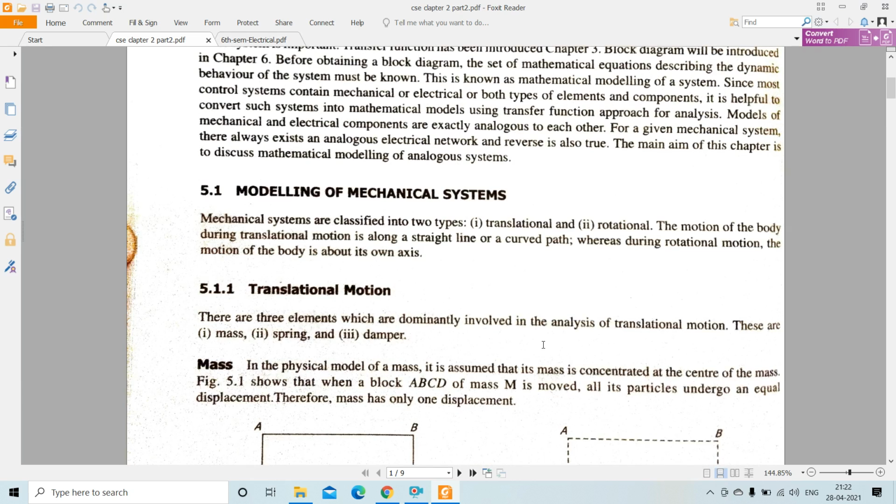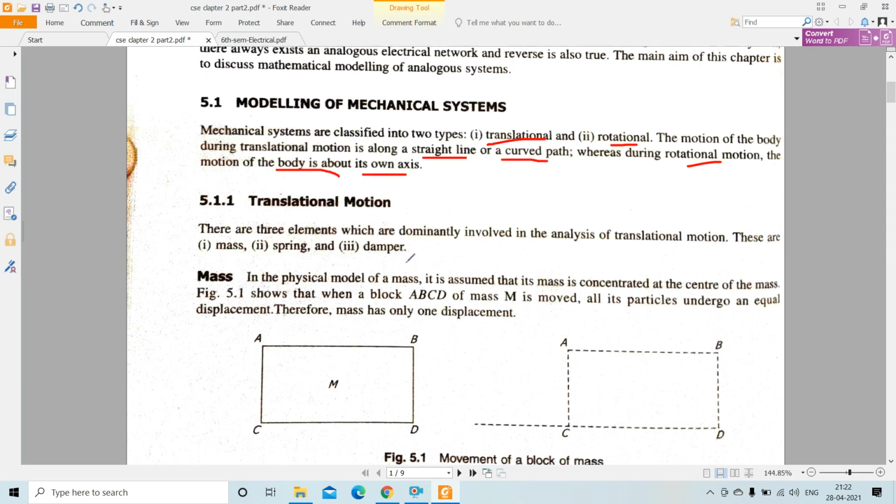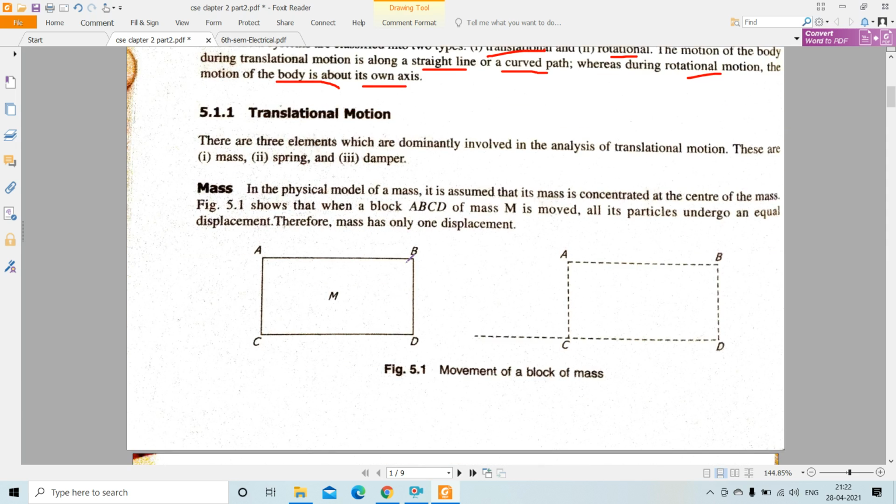So modeling of mechanical systems. Mechanical systems are classified into two types. The first one is the translational and the second is the rotational system. So the motion of the body during translational motion is along a straight line or a curved path, whereas during rotational motion the body is moving about its own axis. Okay, so what happens in translational motion? See, there are three elements which are dominantly involved in the analysis of translational motion. So these are mass, spring and damper.